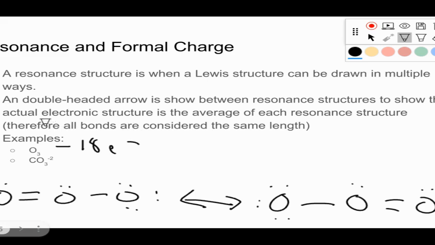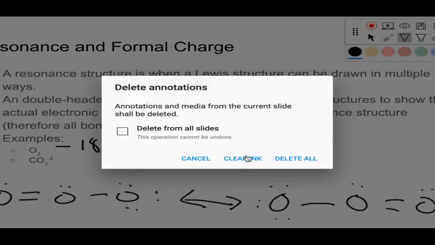In resonance, though, big thing, all bonds are considered the same length. So even though this is a double and that's a single, we consider them to be the same length because we don't know which one is which in reality. So let's clear this page and do it again.